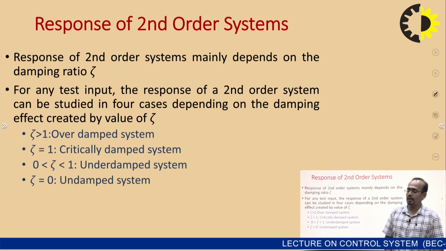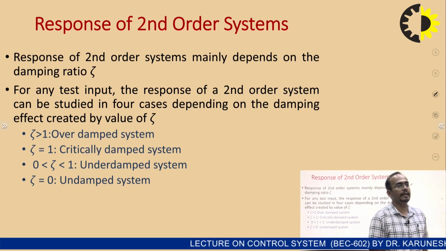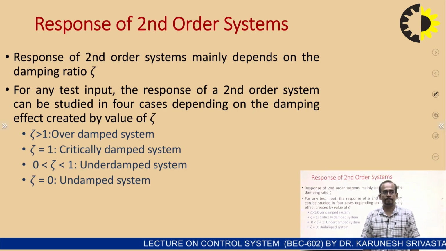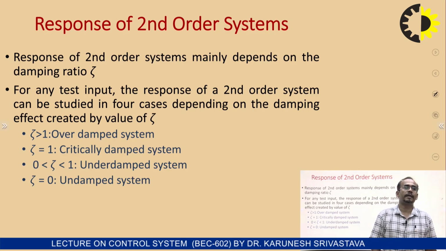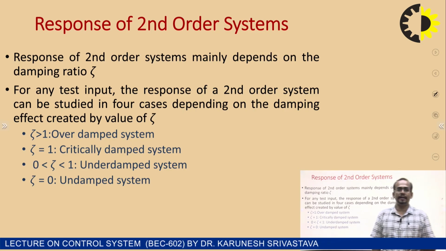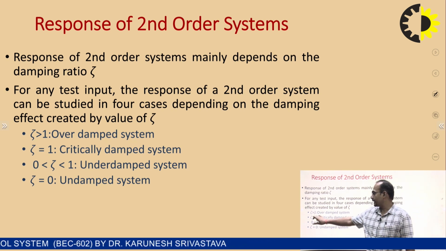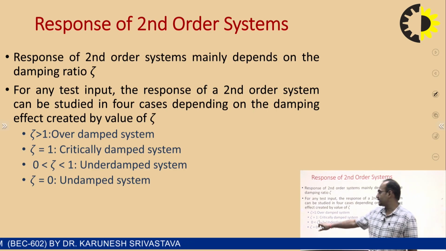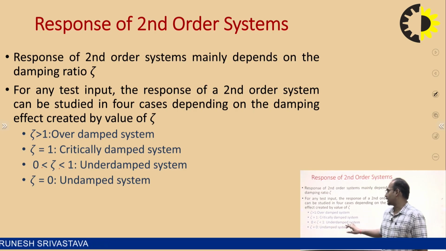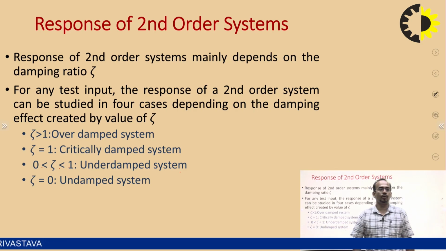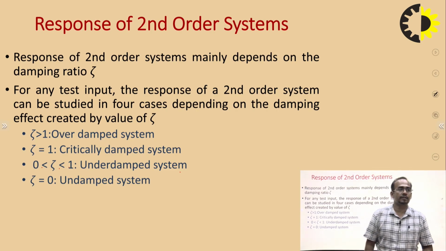Now coming to the response of the second order system. The response of the second order system mainly depends on the damping ratio zeta. For any test input, the response can be studied in 4 cases depending on the damping effect created by the value of zeta. For zeta greater than 1, this is the over damped system. Zeta equal to 1, critically damped system. Zeta between 0 and 1, the under damped system, and for zeta equal to 0, the undamped system. So I will consider each case one by one with their responses.